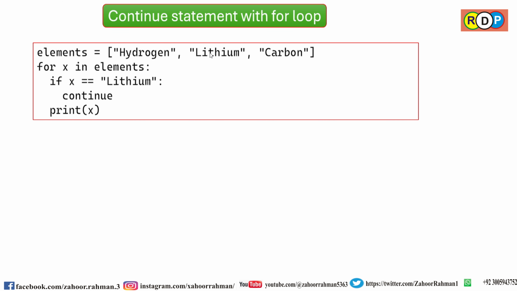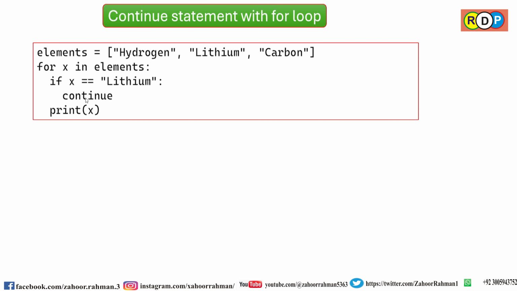In this case only the lithium will be ignored, because we use the condition with X is equal to lithium. If the value of the current processing variable is lithium, then continue, don't print it.